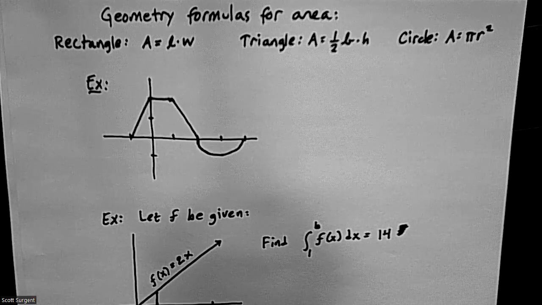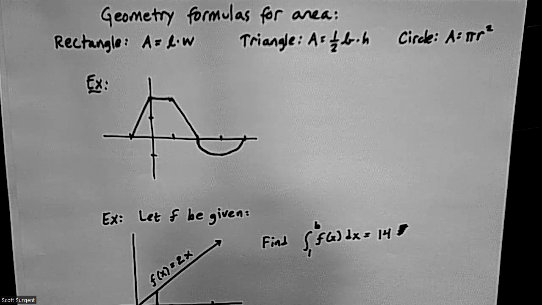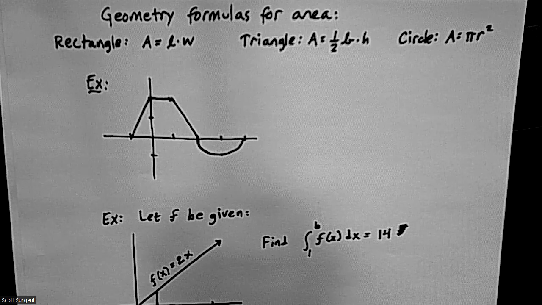So let's review a couple of the common geometrical formulas for area that we have. For rectangles, area is length times width, or base times height, same thing. Triangle, the area is 1/2 base times height. And a circle, a full circle, area would be pi times radius squared. Okay, so of course, we'll adjust that as necessary.